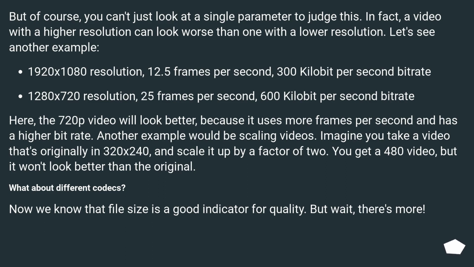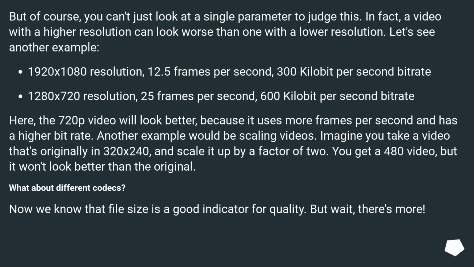Let's see another example. 1920 by 1080 resolution, 12.5 frames per second, 300 kilobit per second bitrate. 1280 by 720 resolution, 25 frames per second, 600 kilobit per second bitrate. Here, the 720p video will look better, because it uses more frames per second and has a higher bit rate.